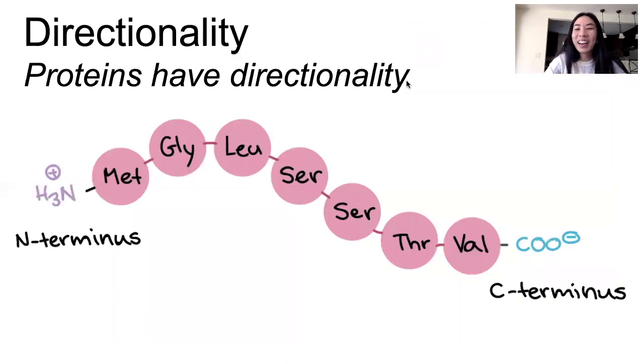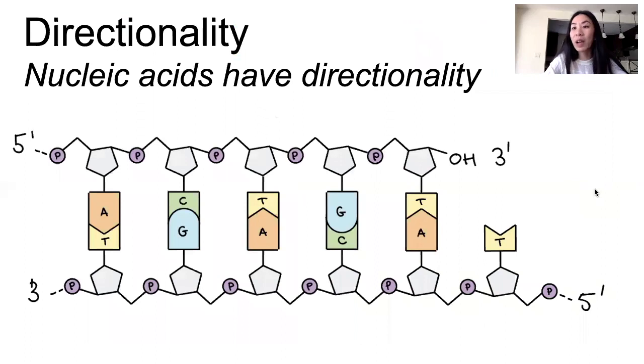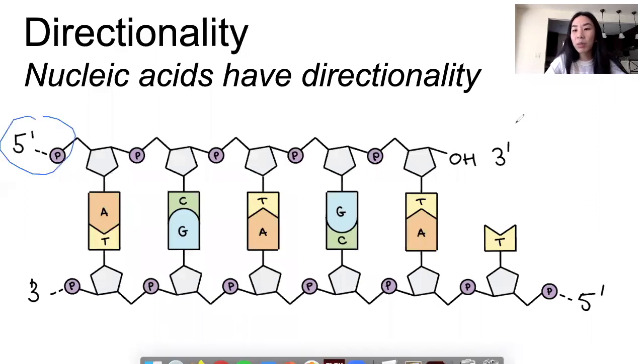All right, so the directionality. Proteins have directionality. I talked about this earlier. We've got the N terminus and the C terminus. Now DNA and RNA also have directionality. So nucleic acids have a 5' end and a 3' end. Since DNA is double-stranded, the other strand also is going to have a 5' end and a 3' end.